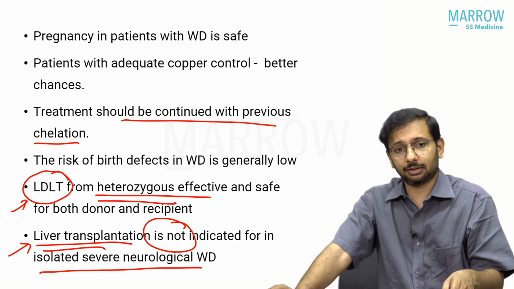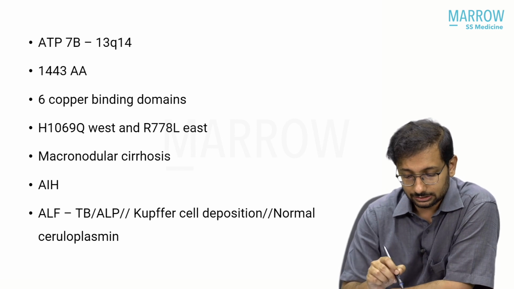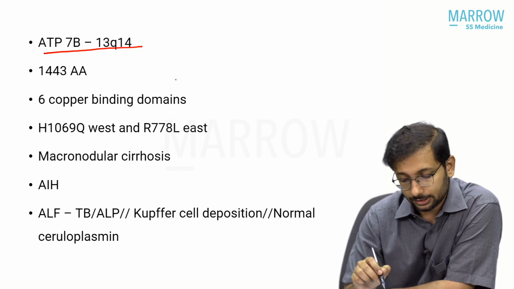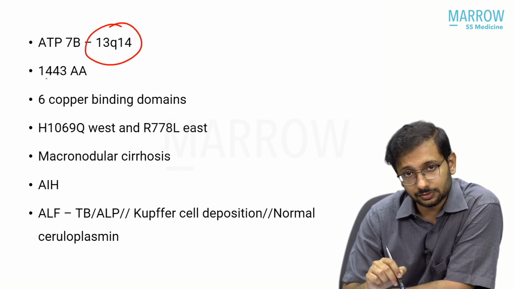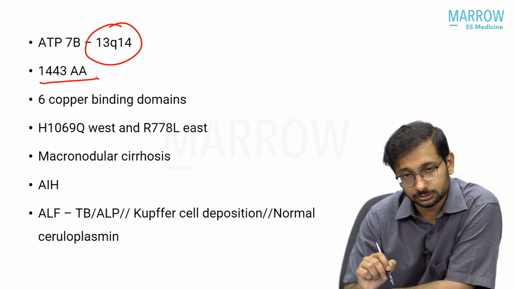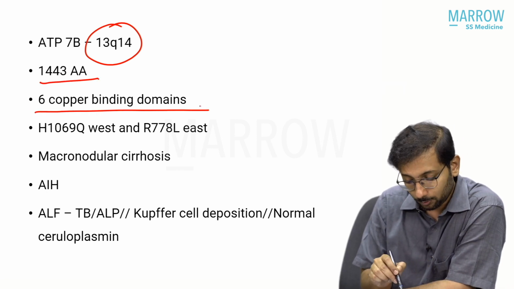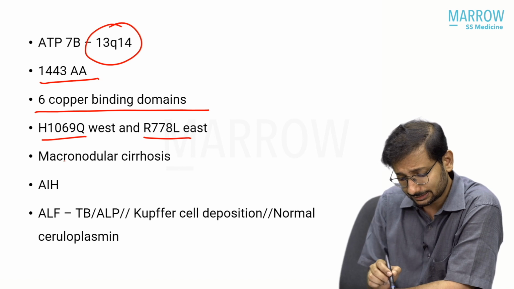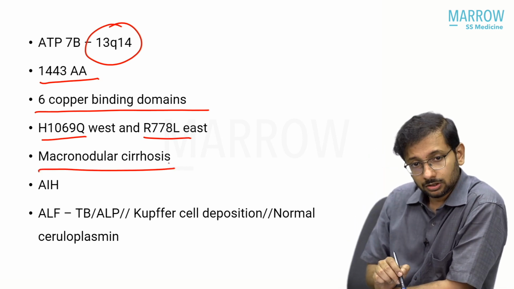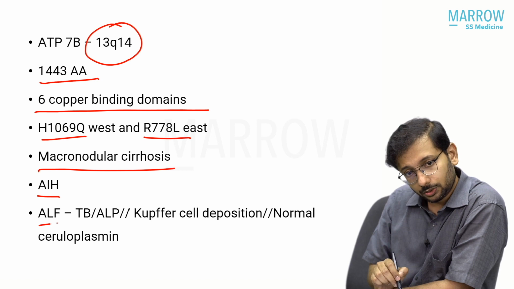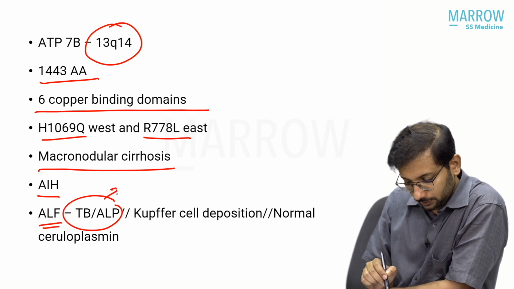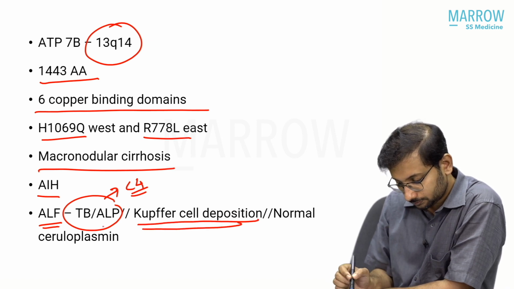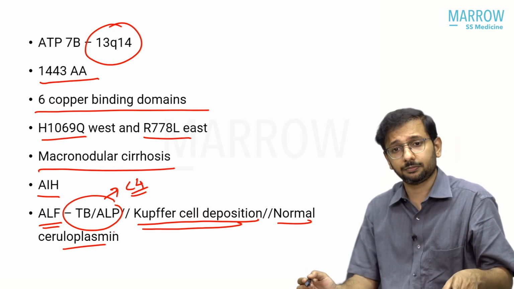So let us recap what we know about Wilson's disease. Wilson's disease is caused by a defect in Wilson's ATPase from the ATP7B gene, which is on the 13th chromosome. It is 1443 amino acids and has 6 copper binding domains. The most common mutation is H1069Q in the west and R778L in the east. Classically it presents with macronodular cirrhosis, a mimicker of AIH. In acute liver failure, total bilirubin to alkaline phosphatase ratio is less than 4. In acute liver failure, copper will be in Kupffer cells and not in lysosomes. Ceruloplasmin may be normal in acute liver failure.